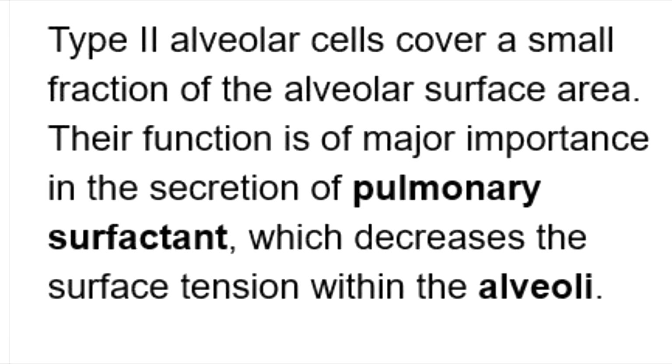But just as importantly, we also have type 2 alveolar cells, and their job is to reduce the surface tension within the alveoli, which stops the alveoli from collapsing. Now it is these type 2 cells that do get invaded by COVID-19, and that means if the body doesn't respond, eventually the alveoli will collapse, preventing that all-important gas exchange.